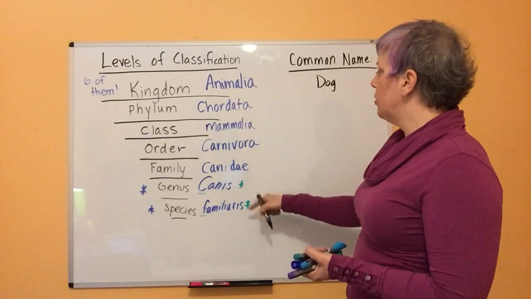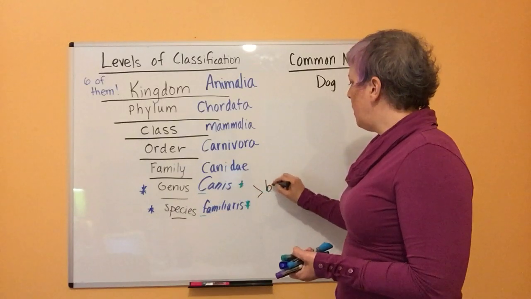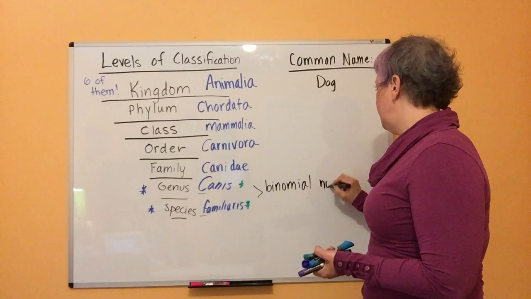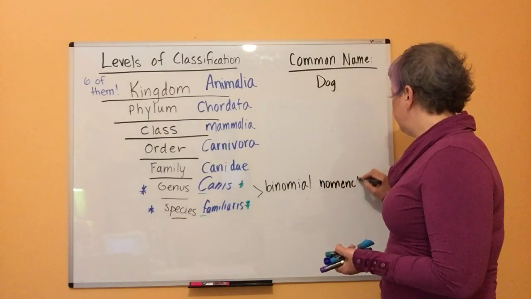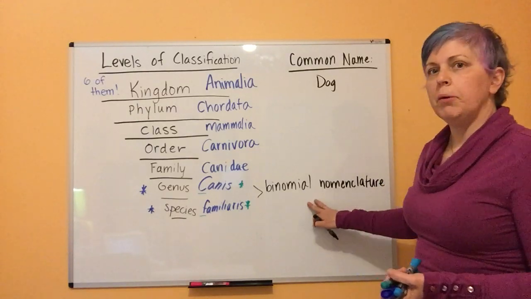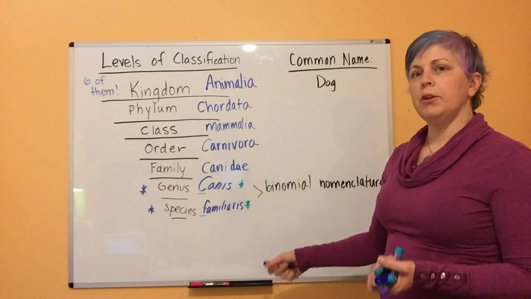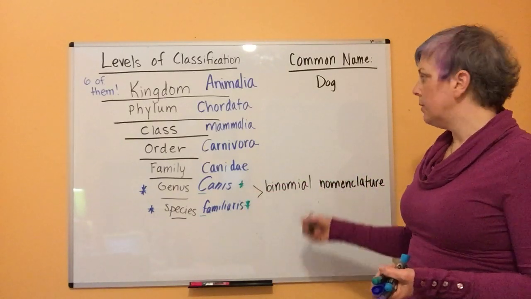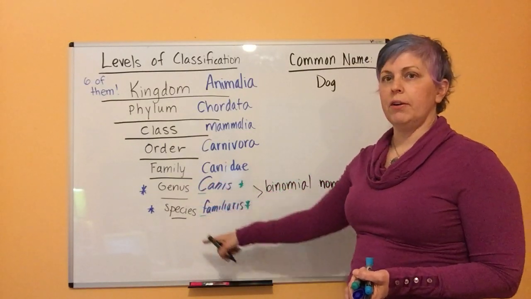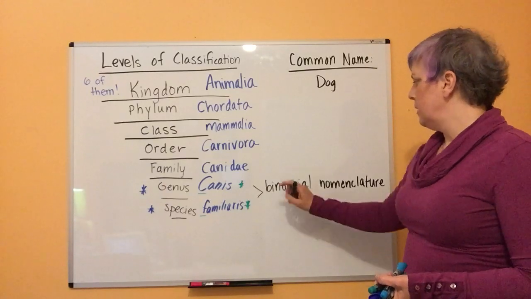So this other term where you're using the genus and species is called binomial nomenclature. That seems like a big mouthful, but what it means is two names. So every living thing, when you're calling it by its scientific name, you're calling it by its genus and species name together. Okay, and that's a term that a scientist came up with.